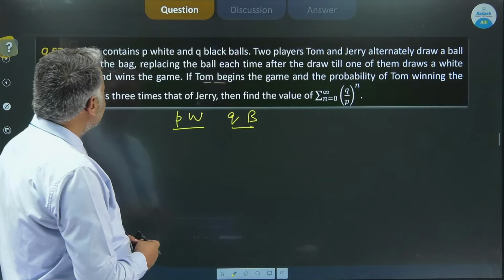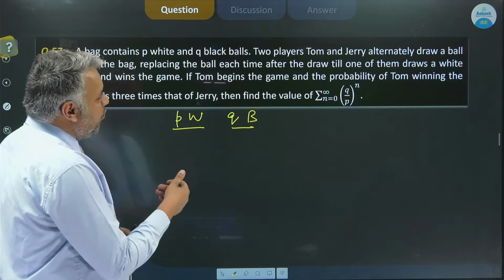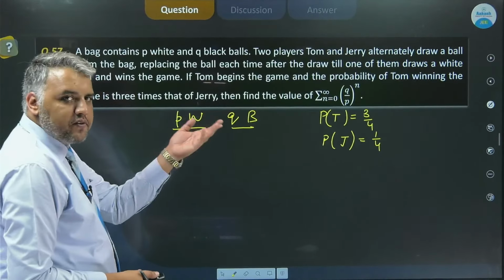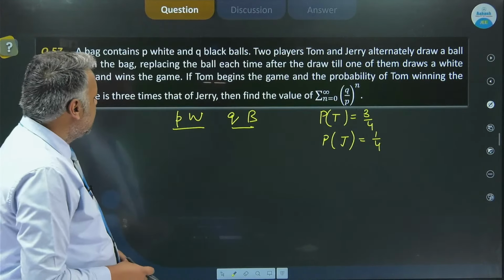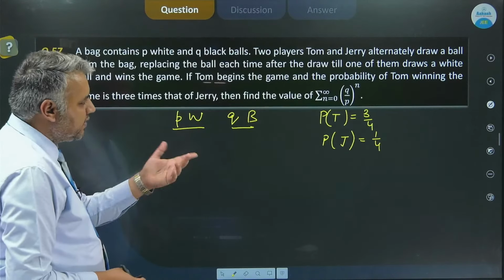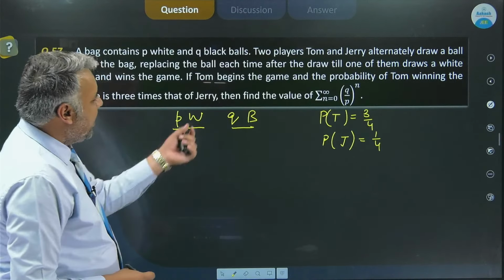Okay. Now they are saying the player who gets a white ball first will win the game. And they are saying that if Tom begins the game and the probability of Tom winning the game is 3 times that of Jerry, that means probability of Tom winning is 3/4 and probability of Jerry winning the game is 1/4. Obviously one of them will win the game, so you can calculate easily. Their sum will be 1 and the ratio is also given. Then we have to calculate this.